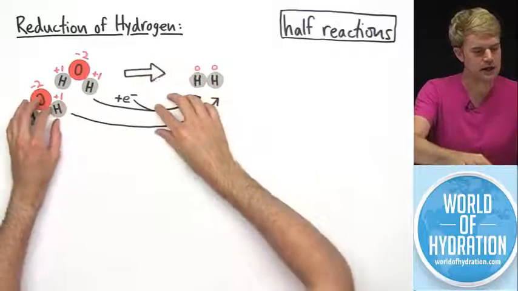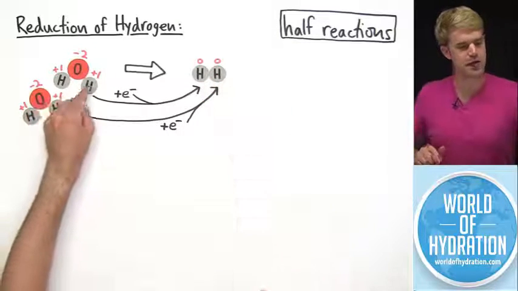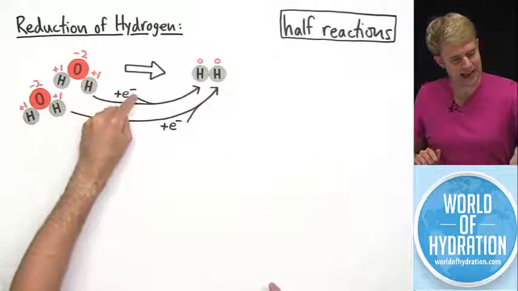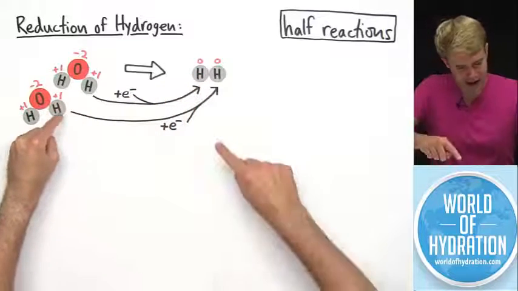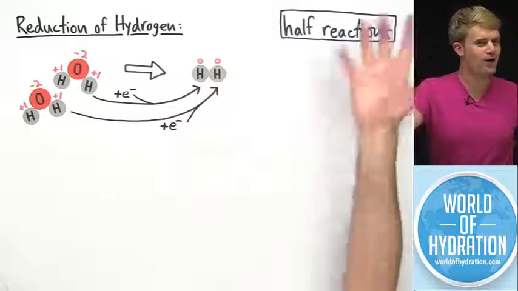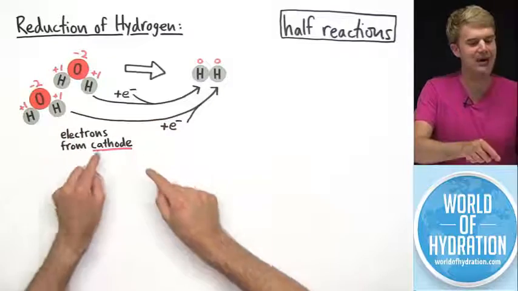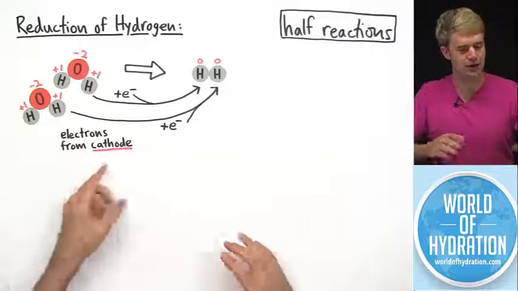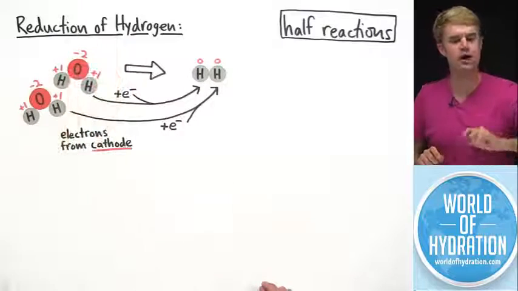Okay, here's a diagram sort of showing what's happening here. This hydrogen was +1 and then it gains an electron and becomes 0. This hydrogen was +1 and it gained an electron and became 0. Where do these electrons come from in the electrolytic cell? Well, they came from the cathode, because the cathode is what pushes out electrons. The cathode is where reduction happens.